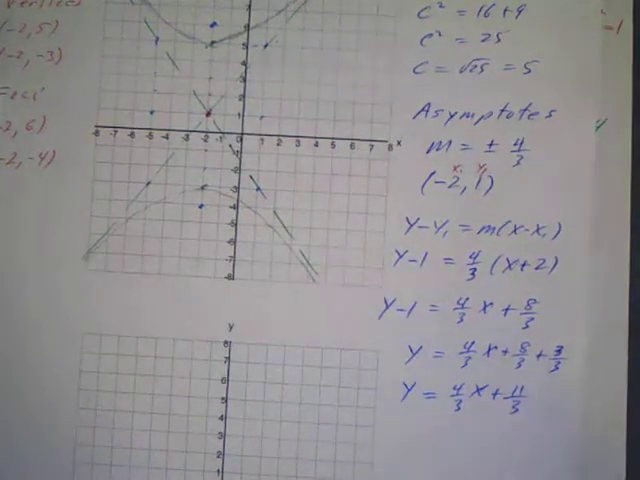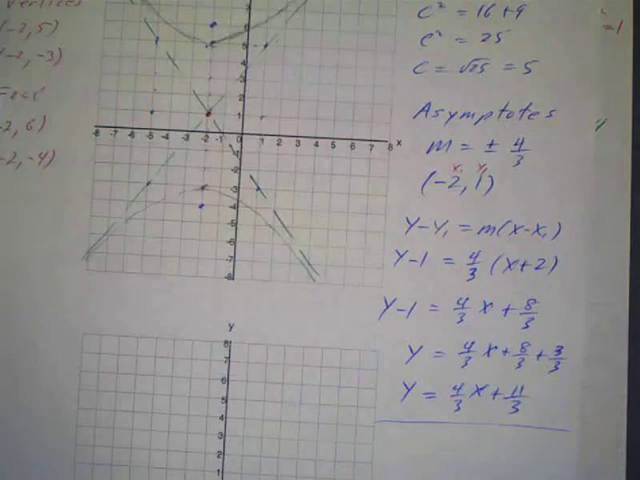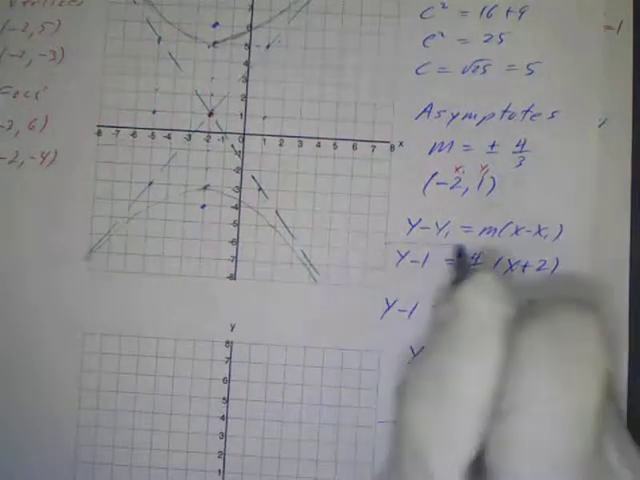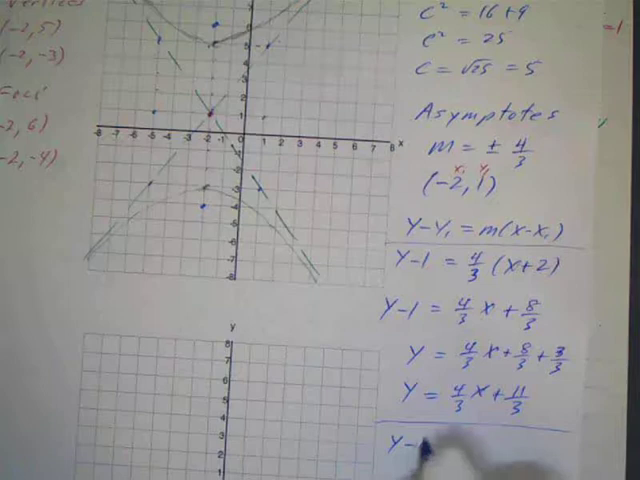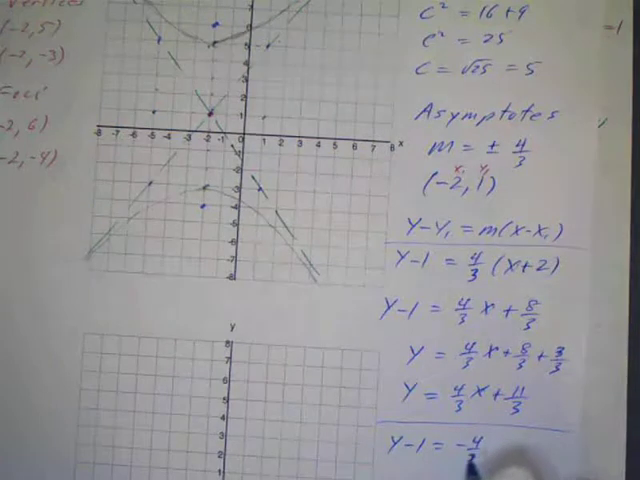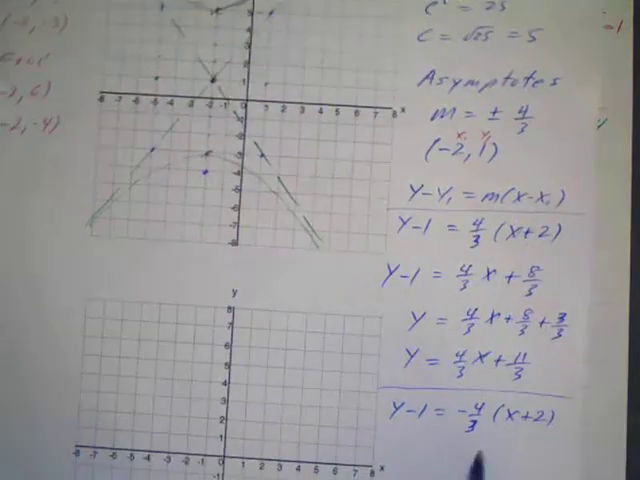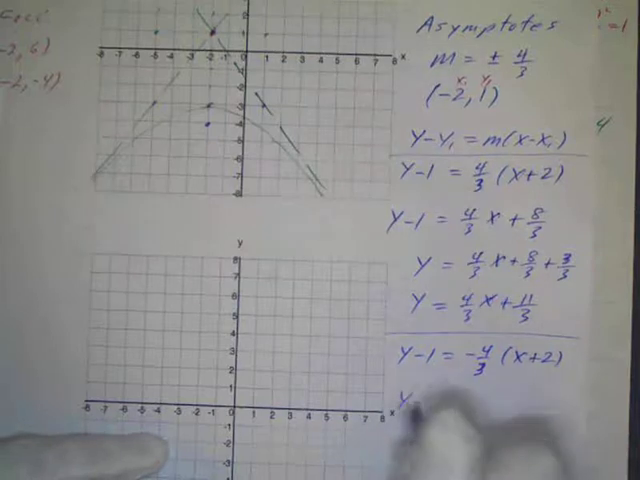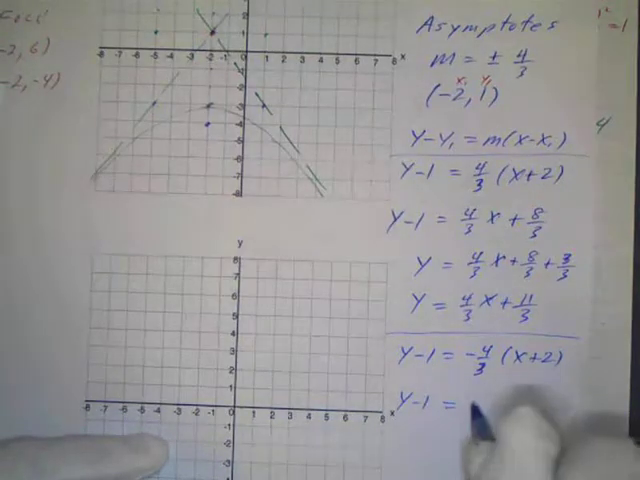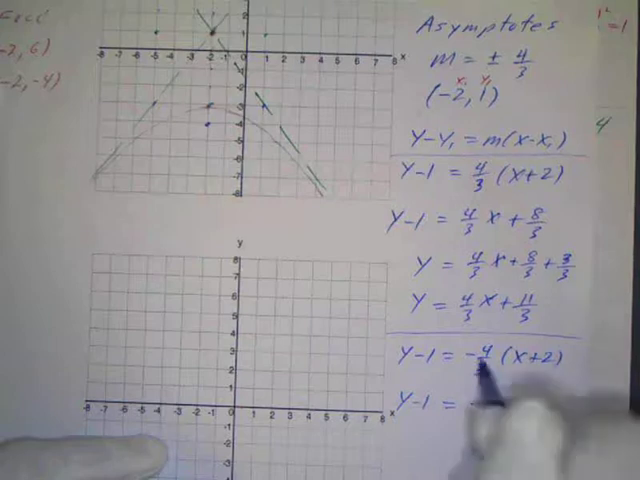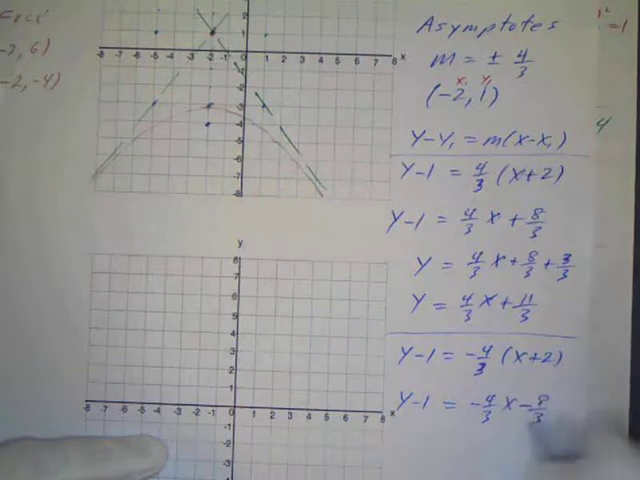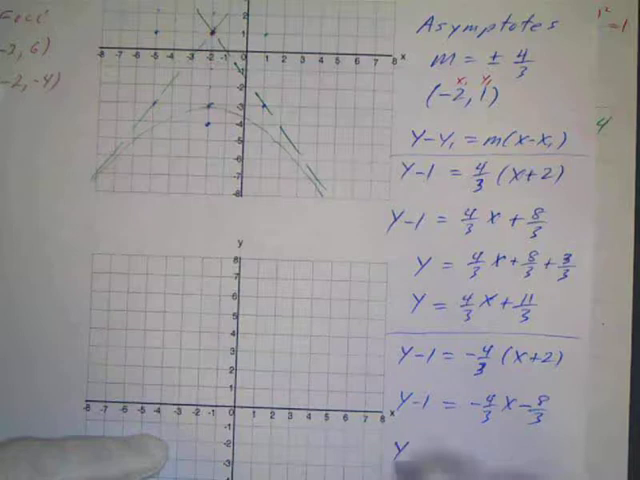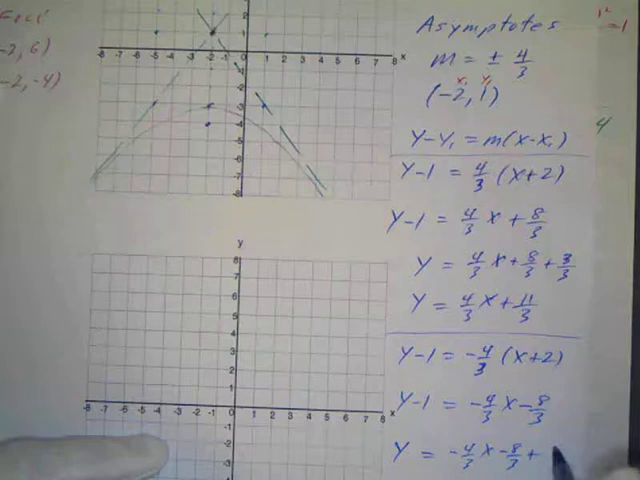Now we need the other one where the slope is flipped. So I'll just say y minus 1 equals negative 4/3 times x plus 2. So everything's the same except for the sign here, because it's the other slope. And then we do the same thing. y minus 1 equals negative 4/3 x, and that's going to be minus 8/3. Then I'm going to add 1 to both sides, so y equals negative 4/3 x minus 8/3, but only now plus 3/3, that's 1.